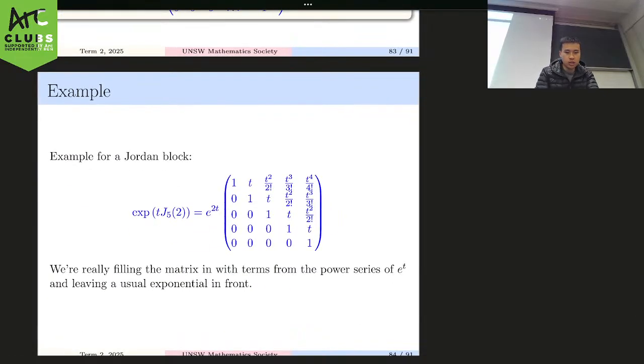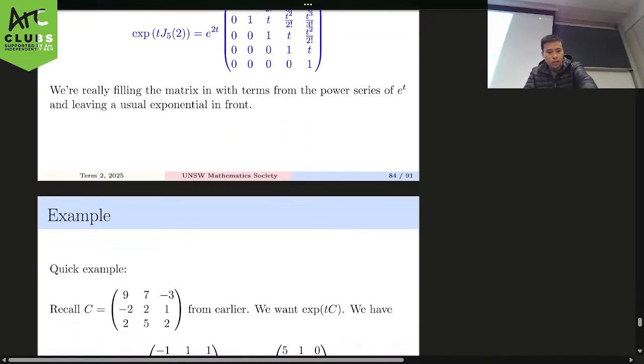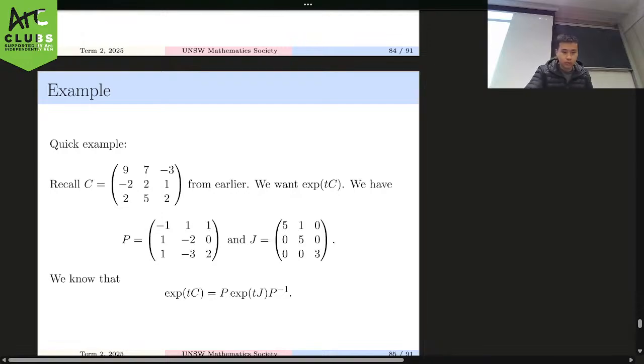So here's an example. You take e to the 2 out there, but all this stuff is the Taylor series of the exponential. So you're all fine. Okay, so a quick example.